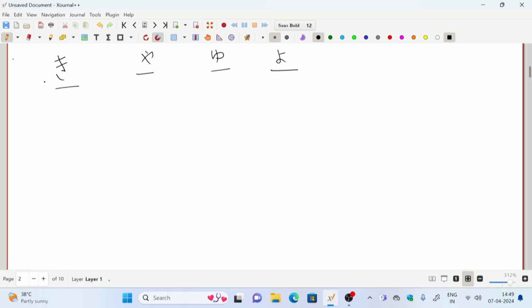So if we write ki and ya, it will become kya. If we write ki and a small yu, it will change into kyu. And similarly, if we write ki and small yo, it will become kyo. So let's learn how to say doctor in Japanese. Doctor in Japanese is isha.